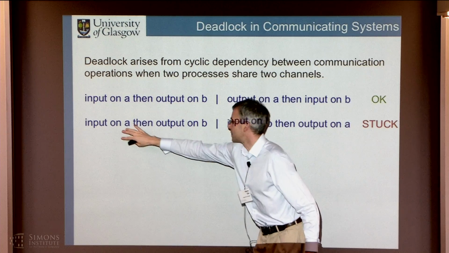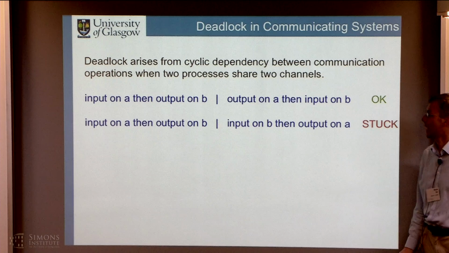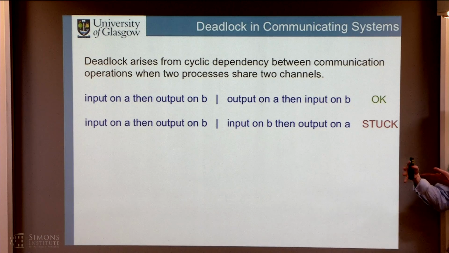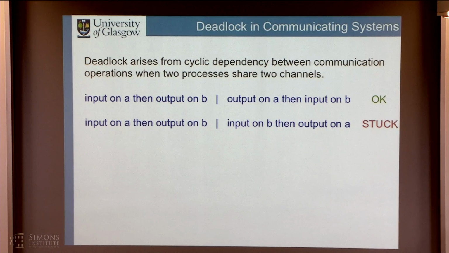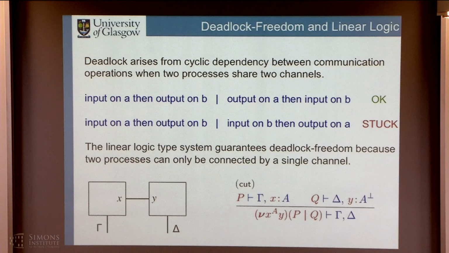So both processes are waiting for an input, which is never going to happen because the corresponding output is behind the other input. So this is a deadlock. The deadlock in this sense is something that can happen when you've got two processes sharing more than one channel, and it comes from a cyclic dependency.